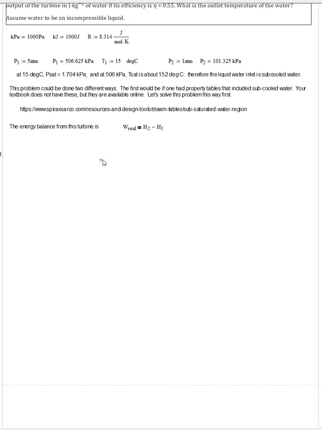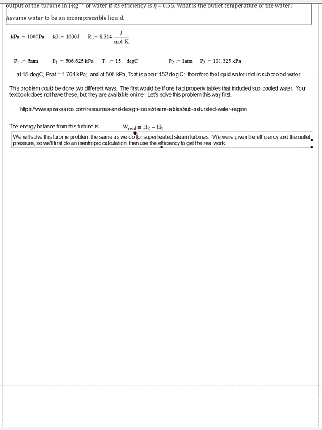Changes in kinetic and potential energy are assumed negligible. This is adiabatic. There's no heat loss, and so the energy balance reduces to the work is equal to delta H, the outlet enthalpy minus inlet enthalpy. And so we're going to do this problem.